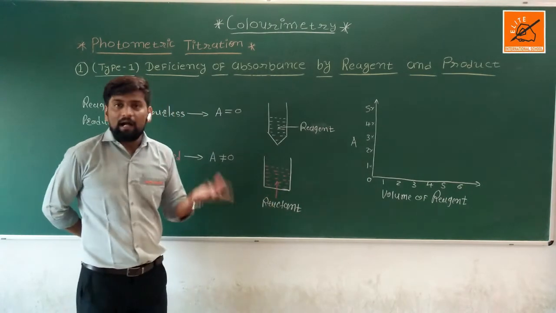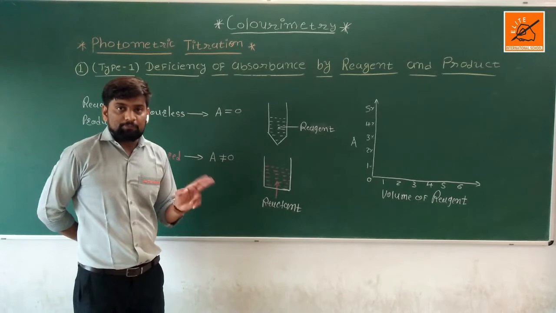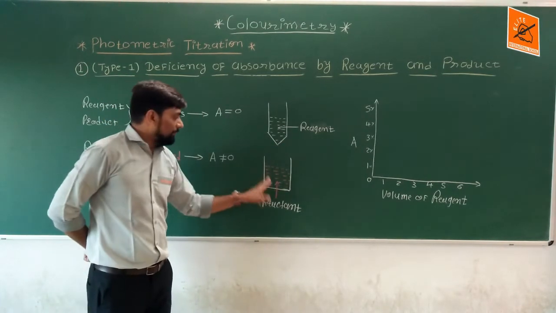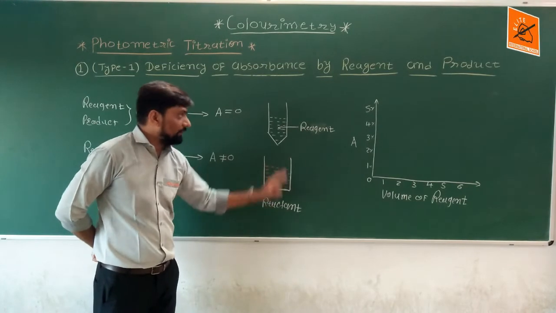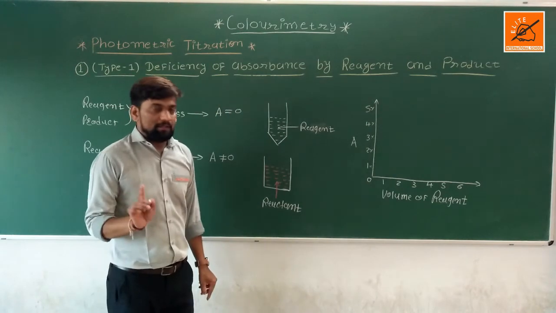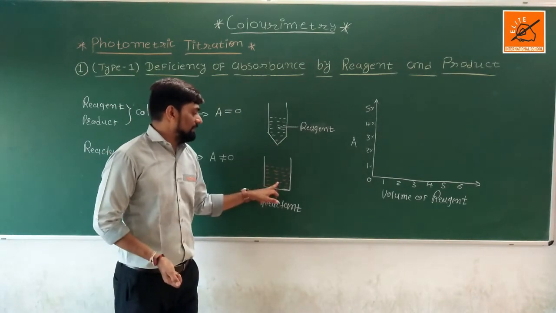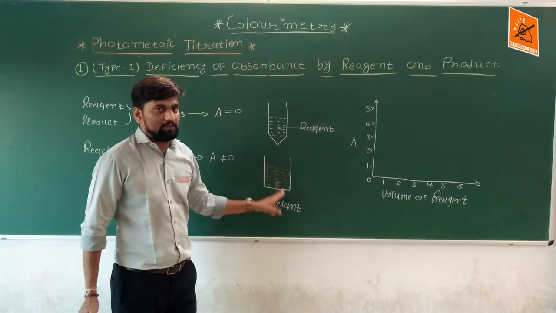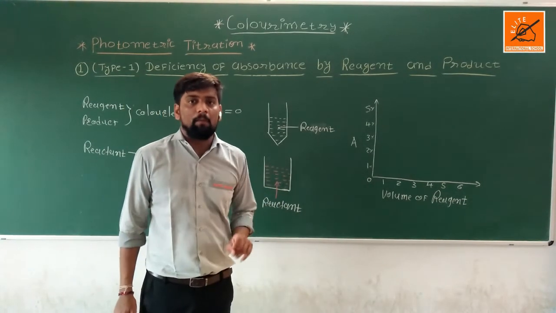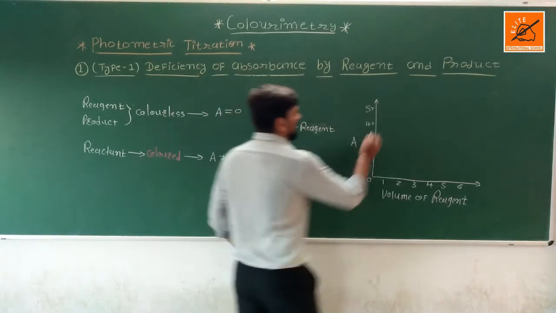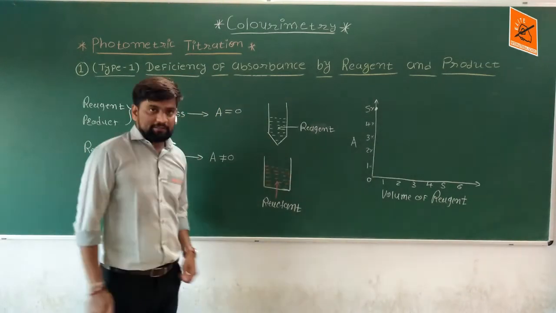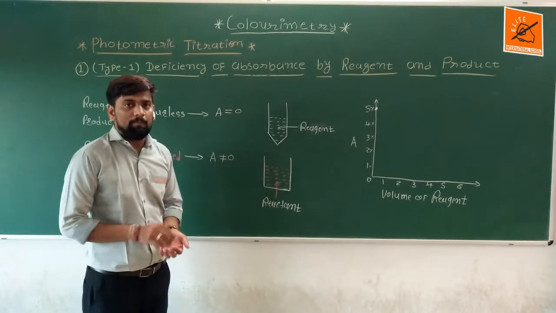That's why it gives a higher absorbance value, the maximum absorbance value, before the addition of reagent into the flask. So we measure the absorbance value of the reactant before the addition of reagent. Here 0 ml volume of reagent means we have not yet added the reagent into the flask. At that time we measure the absorbance value of the reactant. Here the reactant is at its maximum amount. That's why it gives a maximum amount of absorbance. Suppose it gives 5% absorbance value before the addition of reagent.